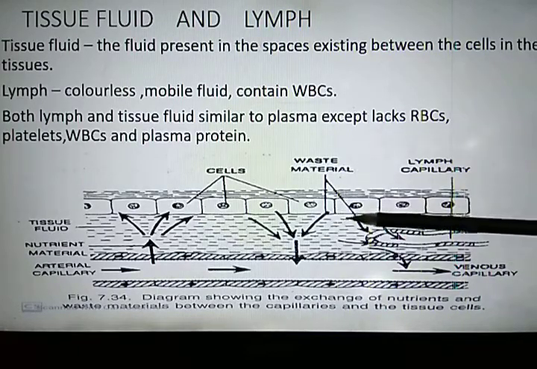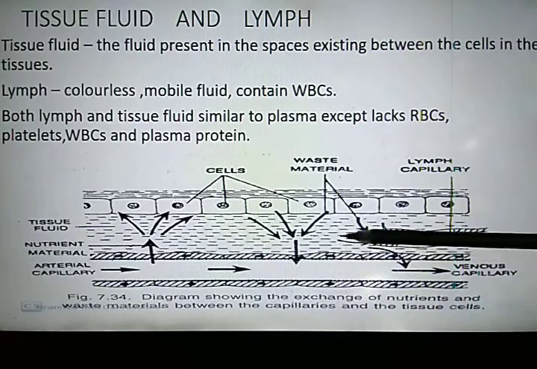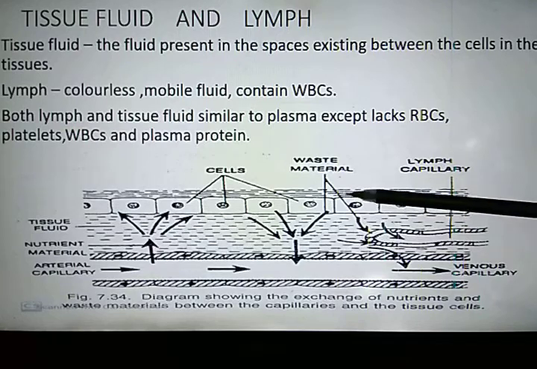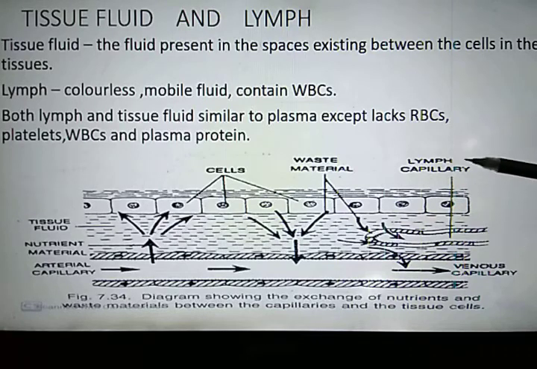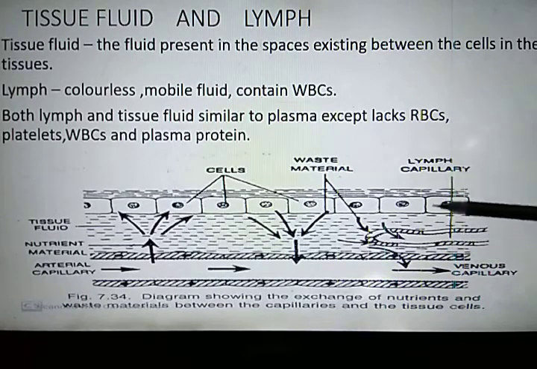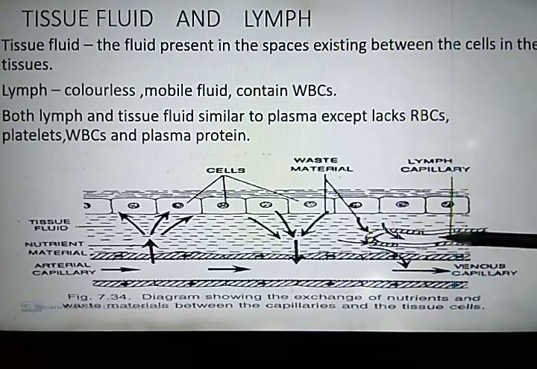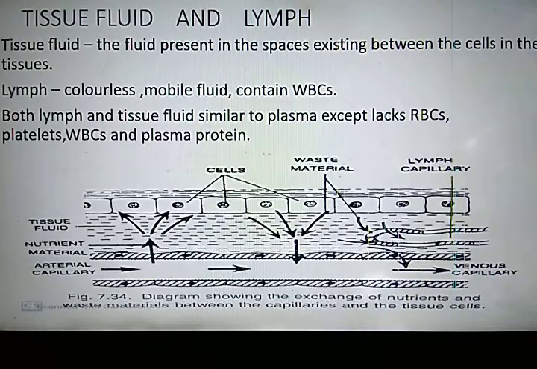And some of the fluid which does not enter into the blood capillary, that tissue fluid, most of it passes and collects into the lymphatic capillaries. Here it is written lymph capillary. A small capillary network of the lymphatic system is present in the tissue in between the interstitial space. This is known as lymph capillary. So some of the fluid enters into the lymph capillary.